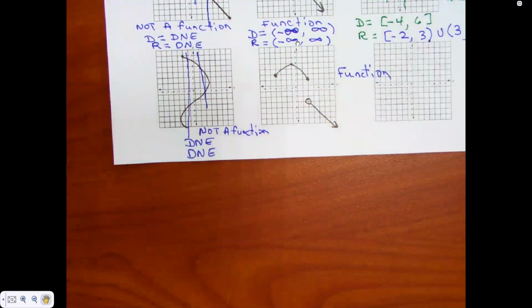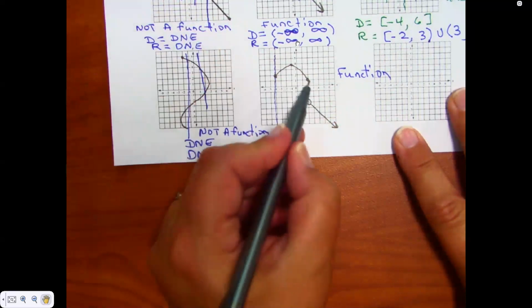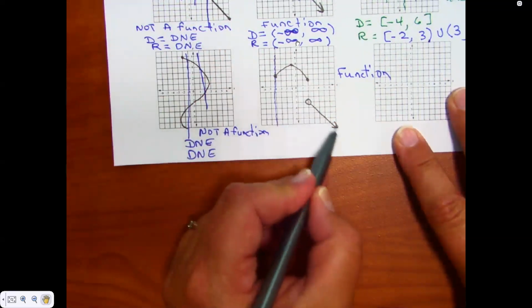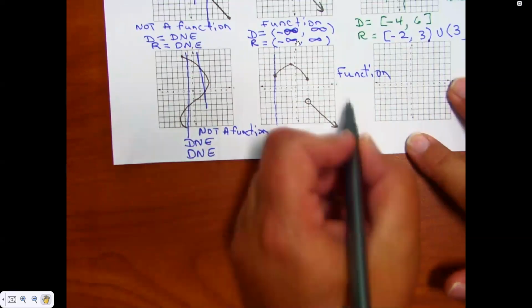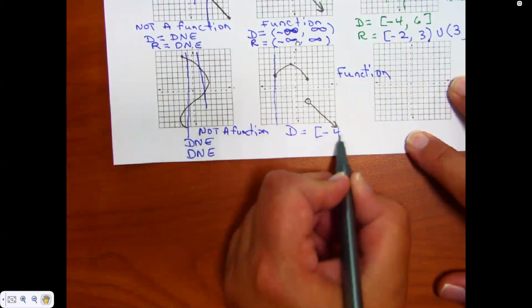All right, left to right. Is there any space left to right? I start at -4. I have a graph here, and then it picks up right here. Don't think about up and down, think about left to right. There is no space left to right. So my domain starts at -4.